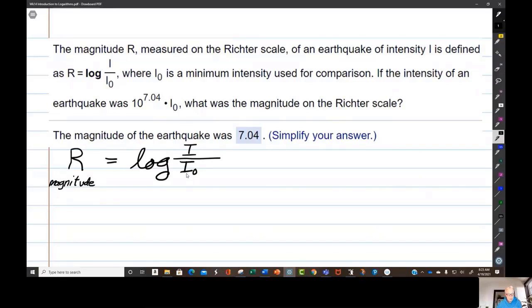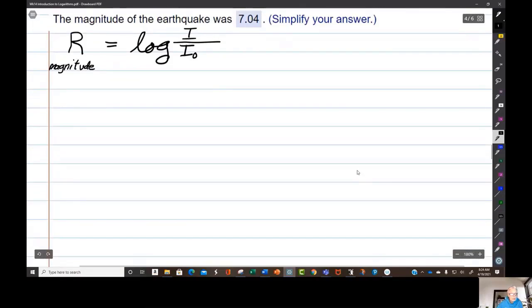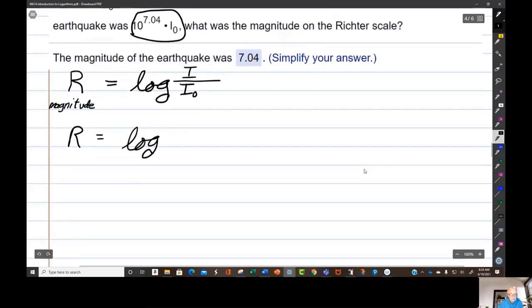Okay, so here we're told that the intensity, I, of an earthquake is this. So I'm going to use substitution. R equals log of ten raised to the 7.04 times I naught over I naught.